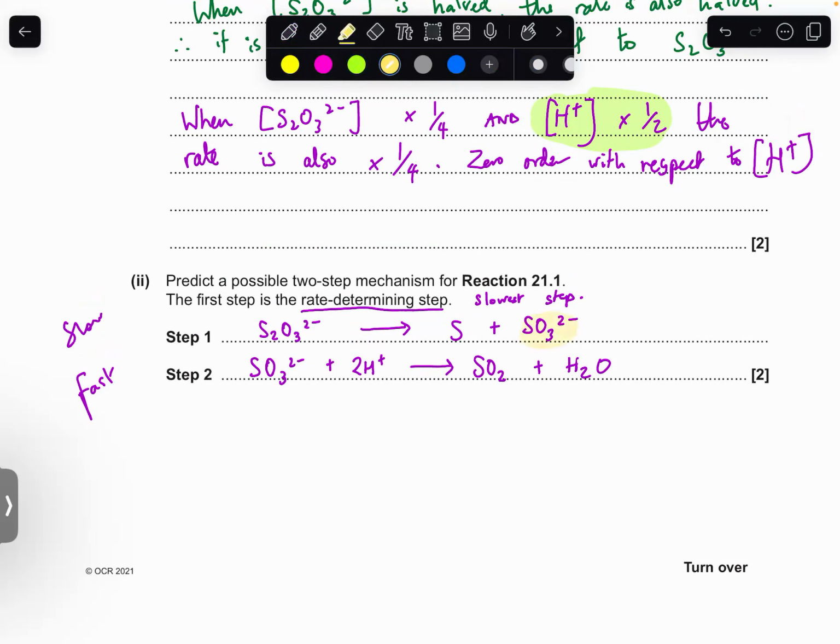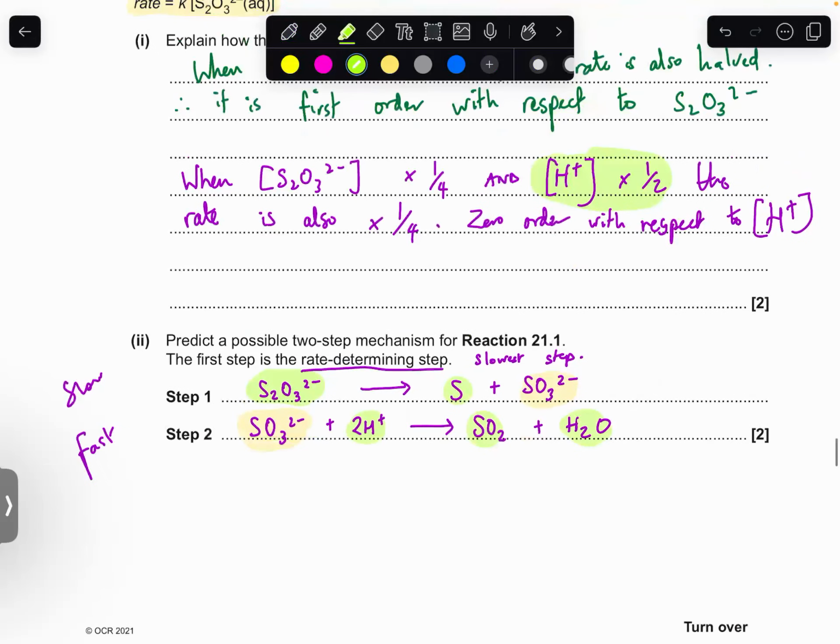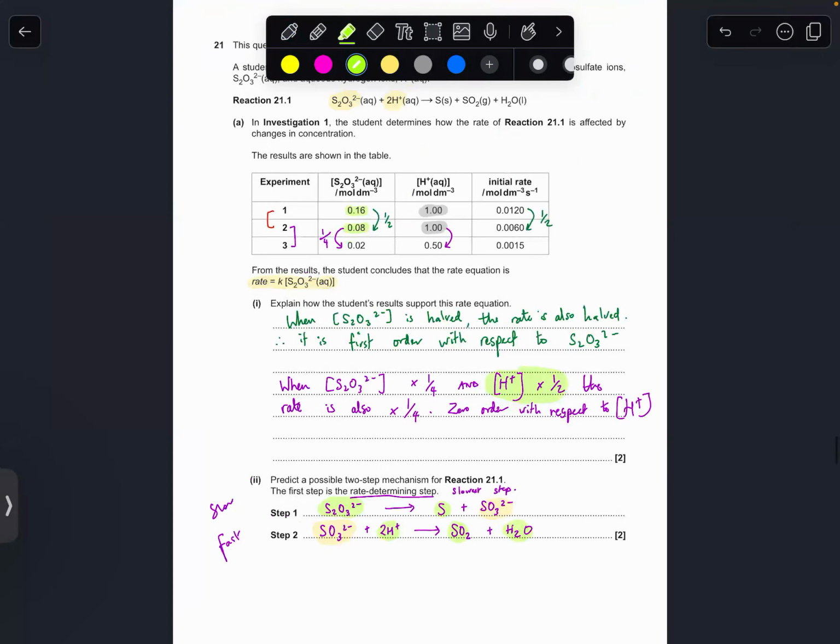This intermediate cancels out with this intermediate. And so you will have S2O3 2- plus 2H+ goes on to give you S plus SO2 plus H2O. Let's see if that fits to the overall equation. Yes, it does. And the mark scheme also supports that.